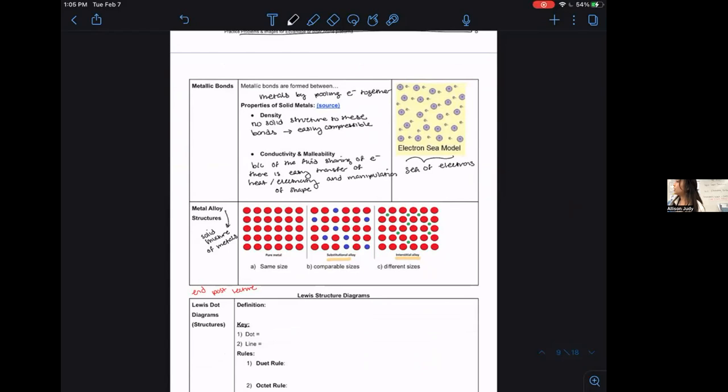Determine if a bond is polar or nonpolar. Draw the dipole arrow if polar. So, nitrogen and oxygen, polar or nonpolar, shout it out. Polar. Which one's more electronegative? Oxygen. So the dipole arrow is going to head to the oxygen.